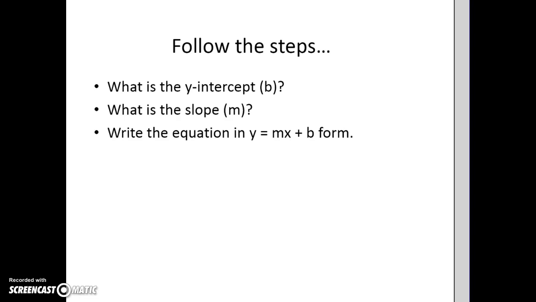Follow the steps. What is the y-intercept? What is my b? What is the slope? What is my m? Write the equation in y equals mx plus b form by substituting for m and b.